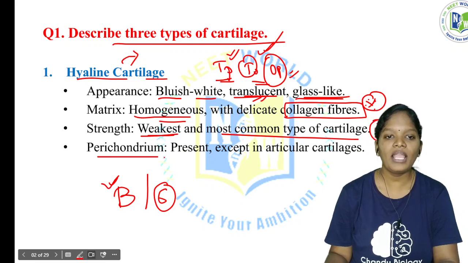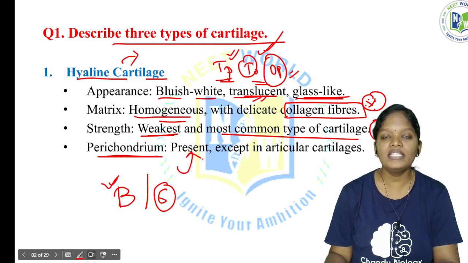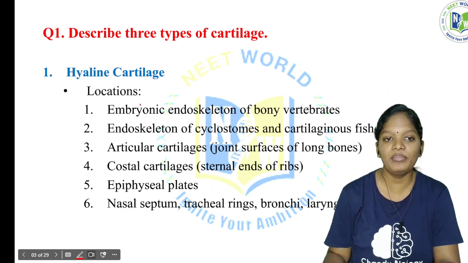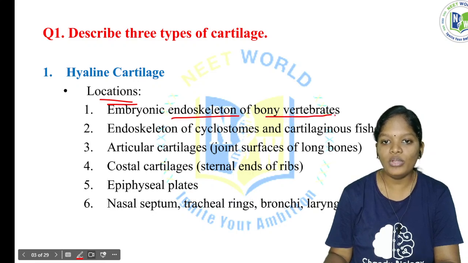Now, perichondrium. What is perichondrium? This is present in the hyaline cartilage, except in the articular cartilages. Now, where will it be present? The location of this hyaline cartilage: the embryonic endoskeleton of bony vertebrates.